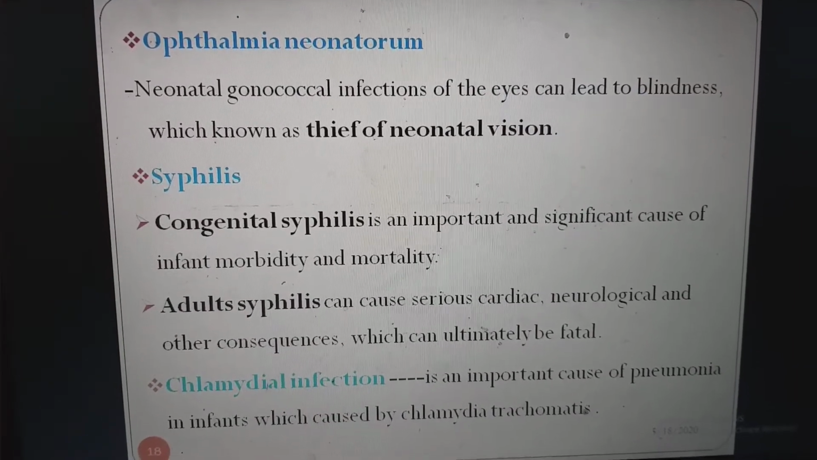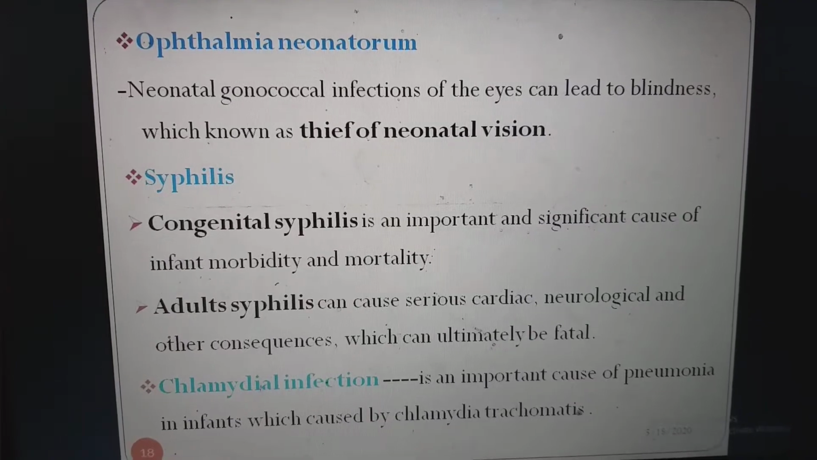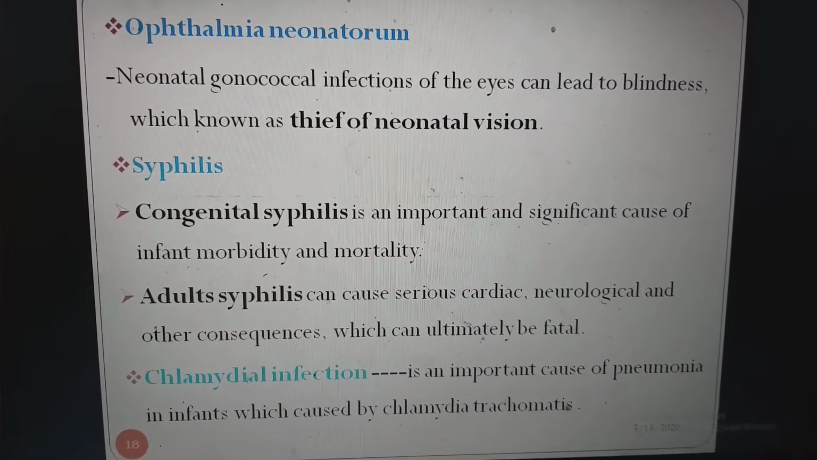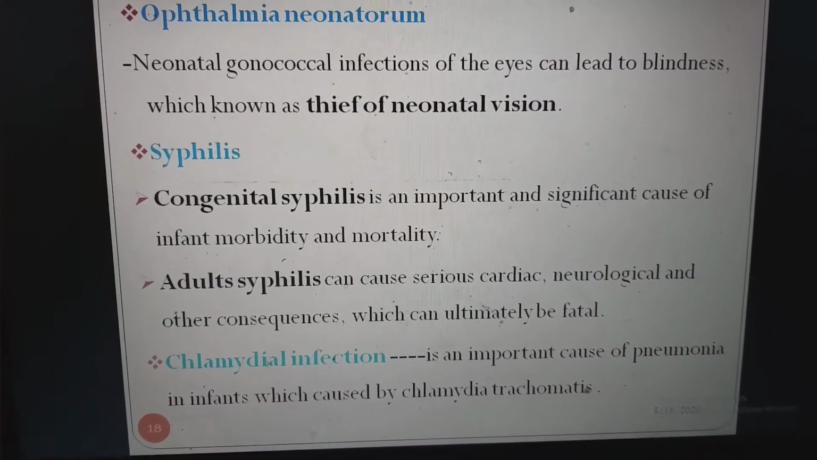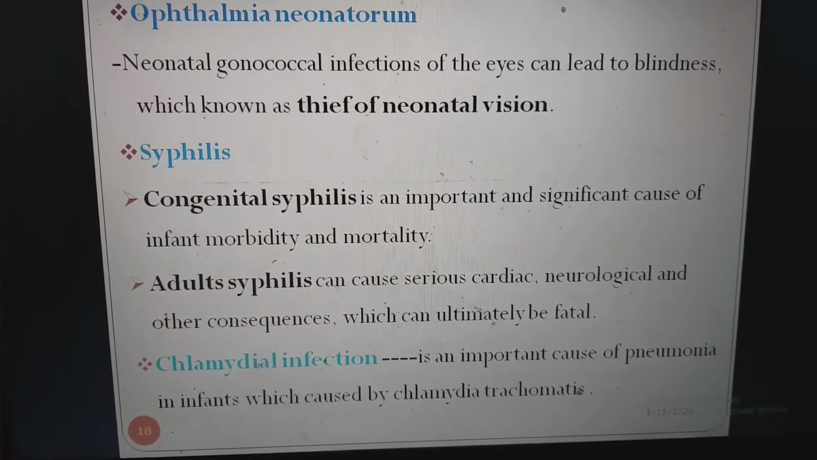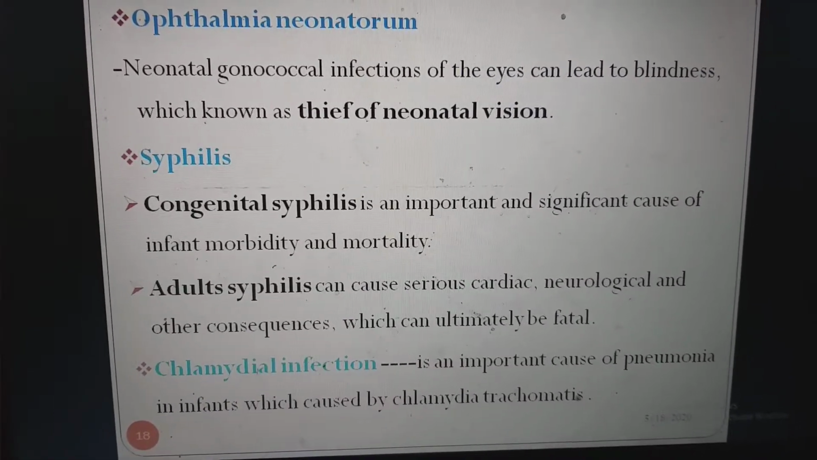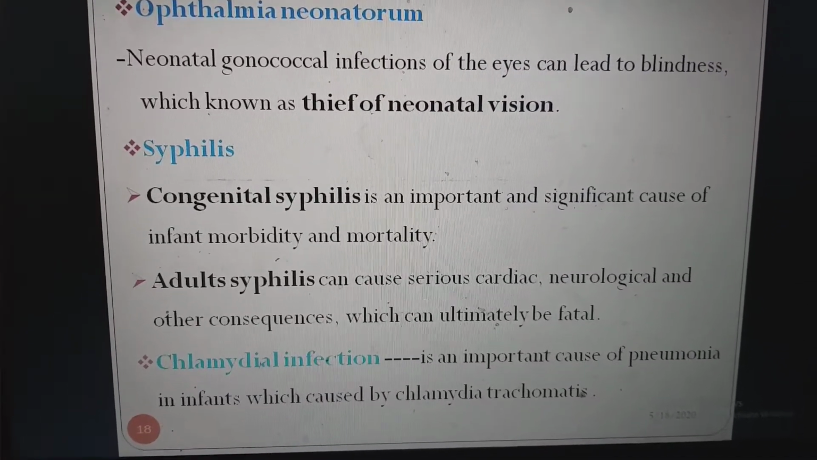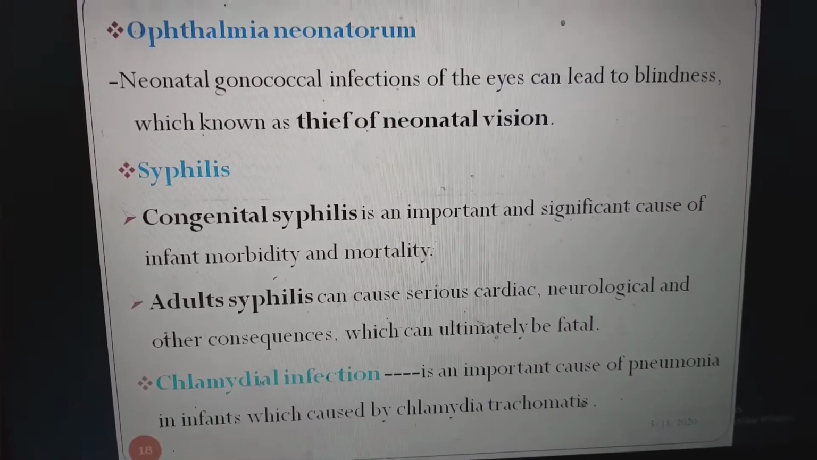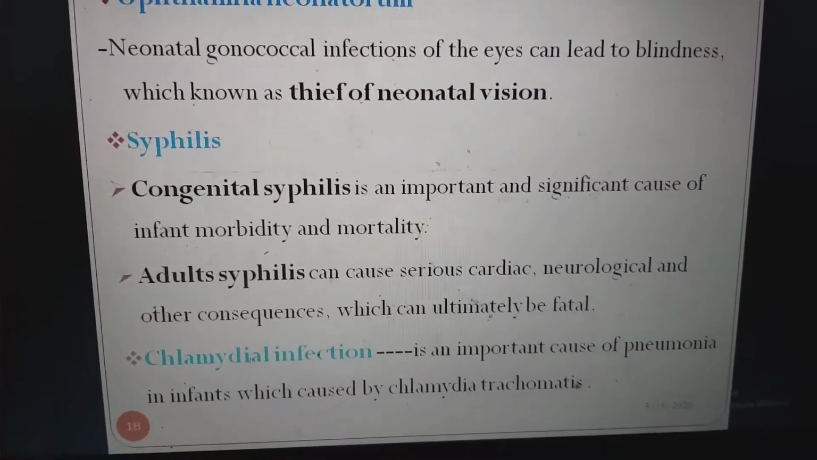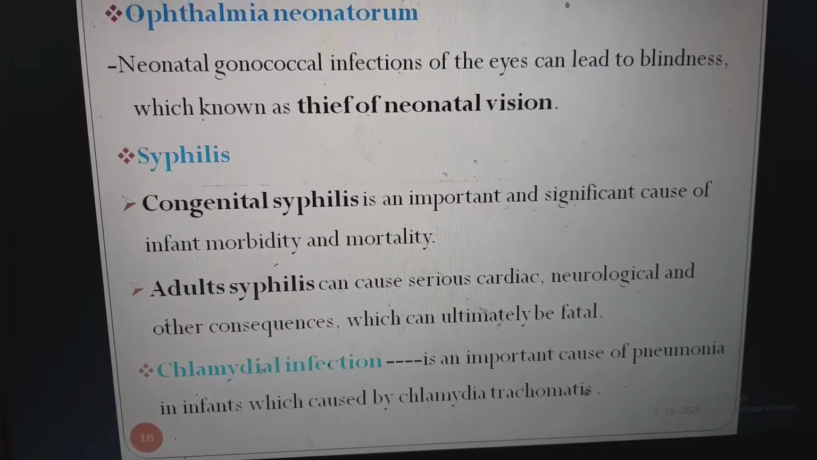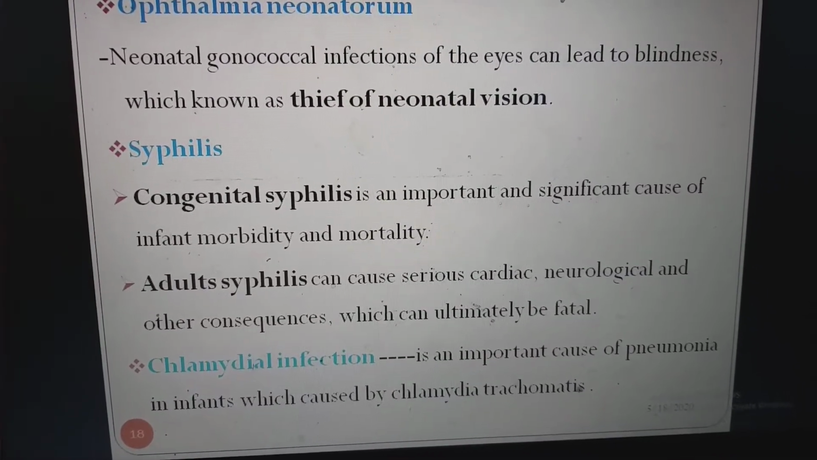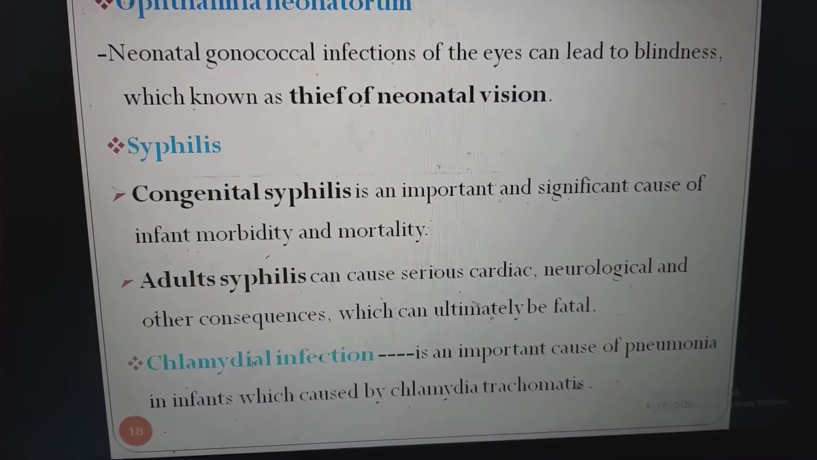So let's see them one by one again. Ophthalmia neonatorum, neonatal gonococcal infection of the eyes, can lead to blindness, which is known as the thief of neonatal vision. Syphilis: we can classify as congenital syphilis and adult syphilis. Congenital syphilis is an important and significant cause of infant morbidity and mortality, which is inherited from parent to the offspring. Adult syphilis is acquired, not genetic, and can cause serious cardiac, neurological, and other consequences, which can ultimately be fatal.